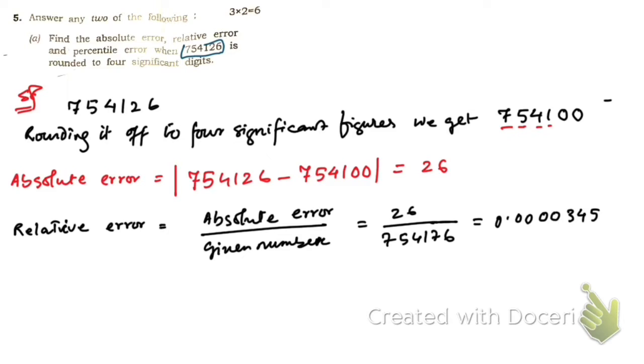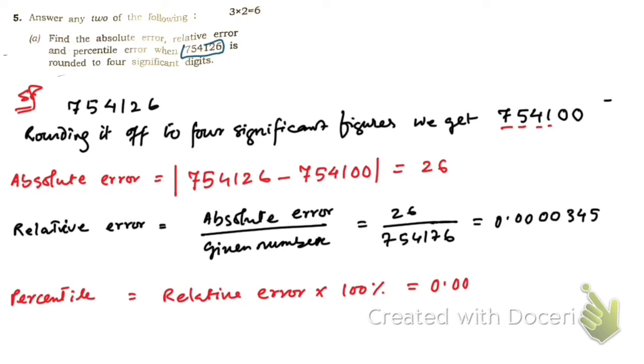Okay, so now we're going to find percentile error. Percentile error is relative error into 100%. That's going to give you percentile error. So that means 0.0000345 into 100%, and that's going to be equal to 0.00345% approximately. So this is the percentile error. So hope you have understood this. So that's how we can find absolute error, relative error, and percentile error.